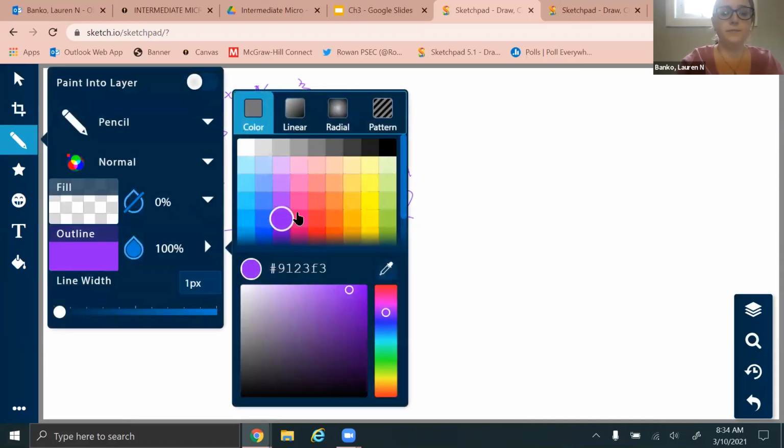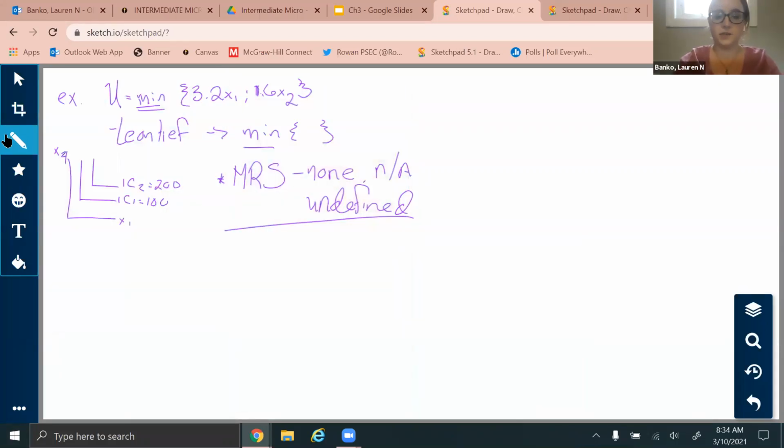Another one. So again, we only did 2 of these preferences so far. The next one is going to be 1.6 x1 plus 3.2 x2. And I'm going to ask you what type of utility function or preferences this represents.